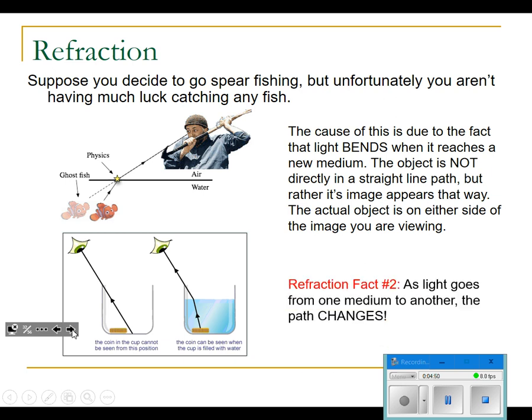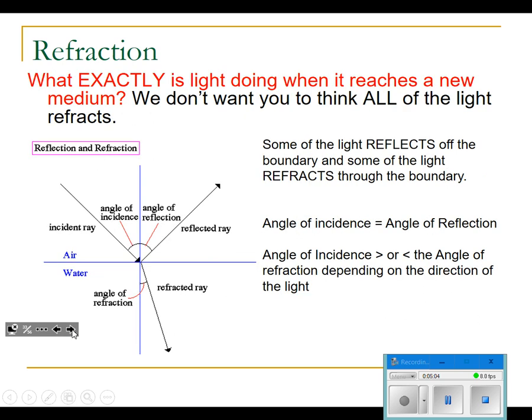So refraction fact number 2: as light goes from one medium to another, the path changes. So not only does its velocity change, but its path also changes. That needs to be written down as well. So what exactly is light doing when it reaches a new medium? We don't want you to think that all the light refracts. Some of it actually still reflects.